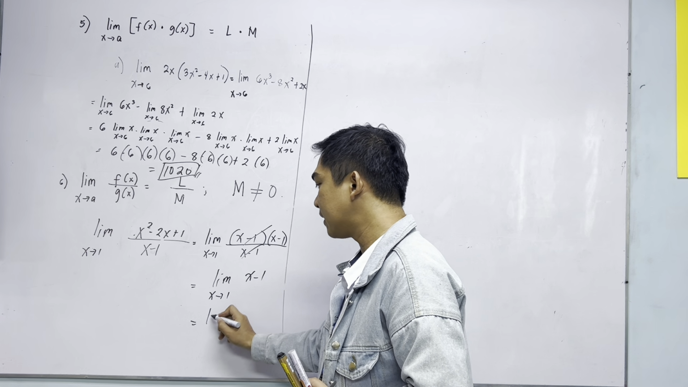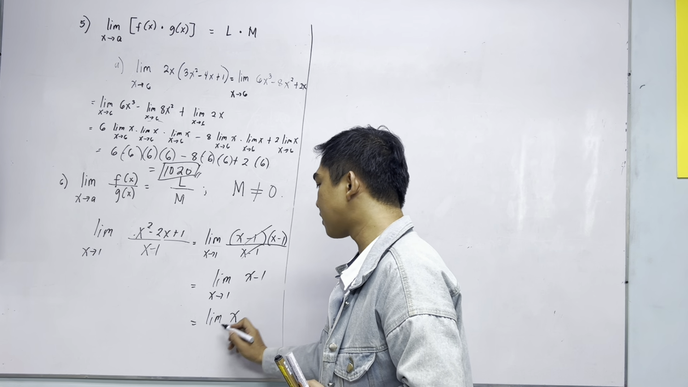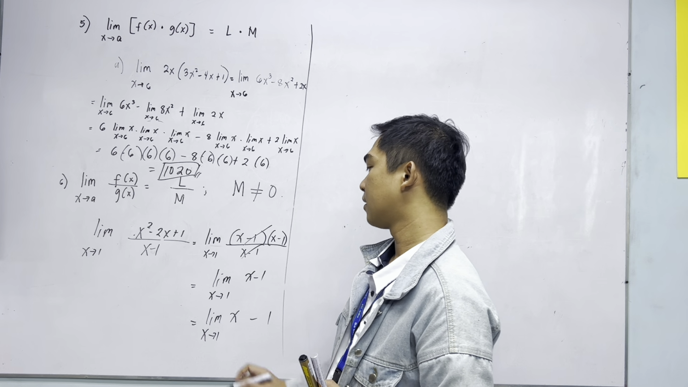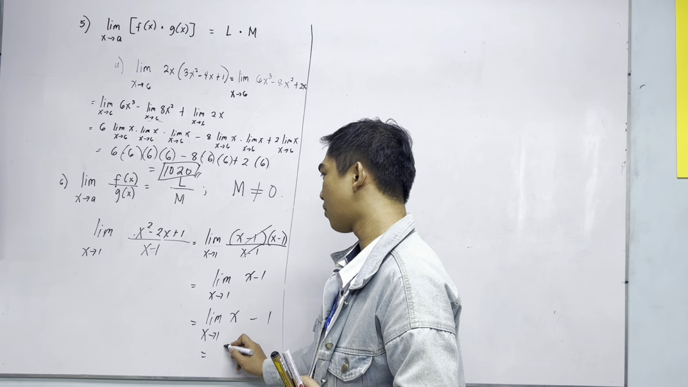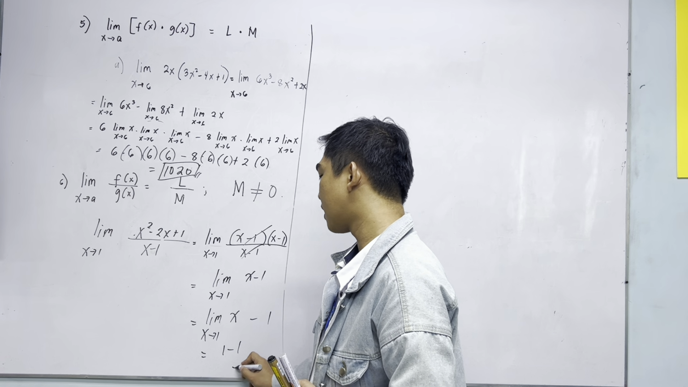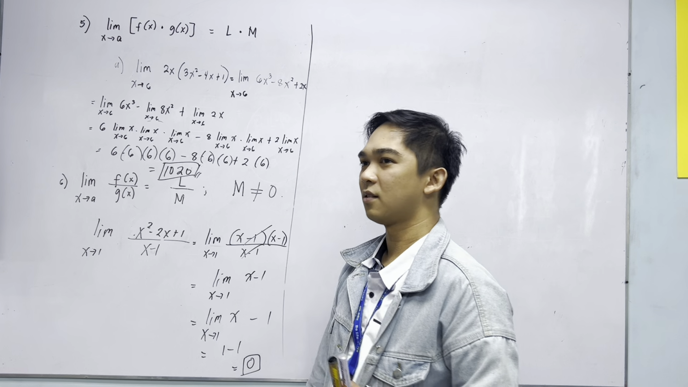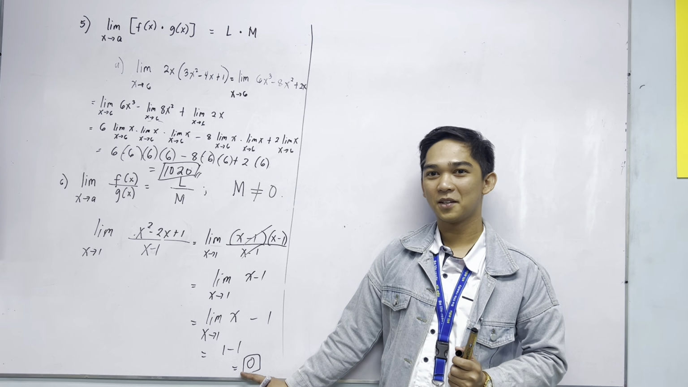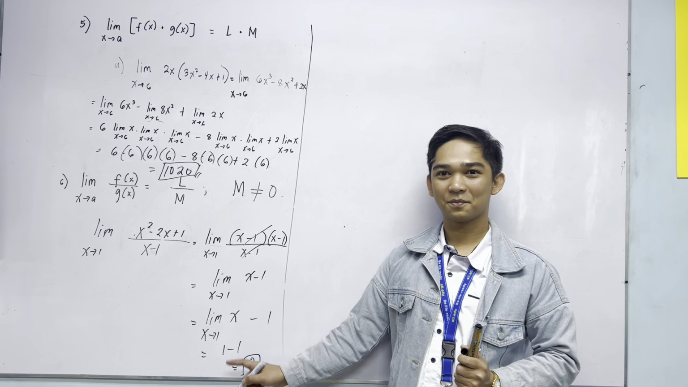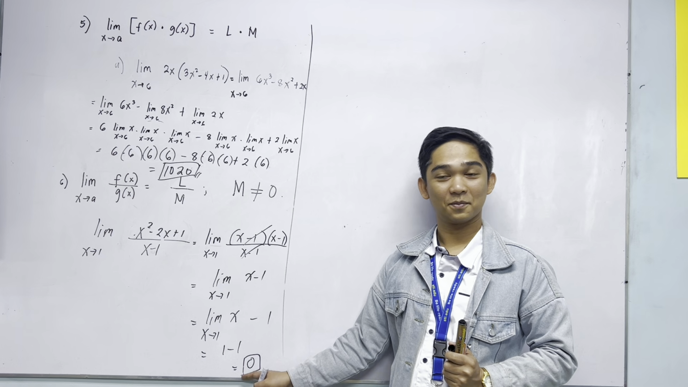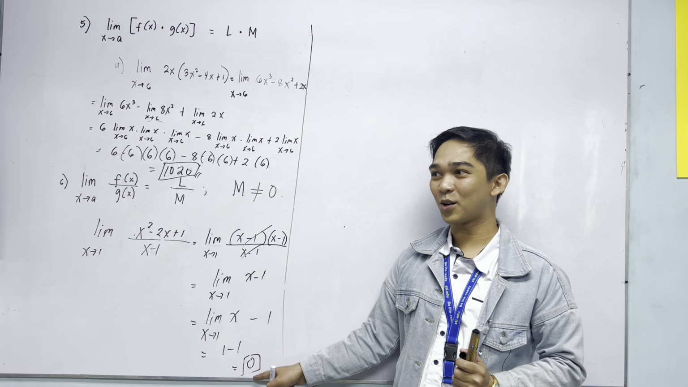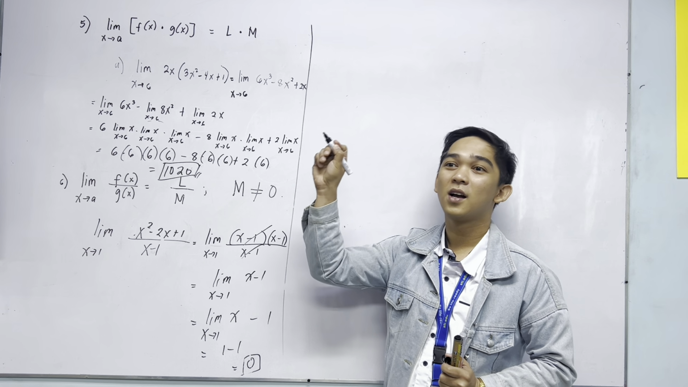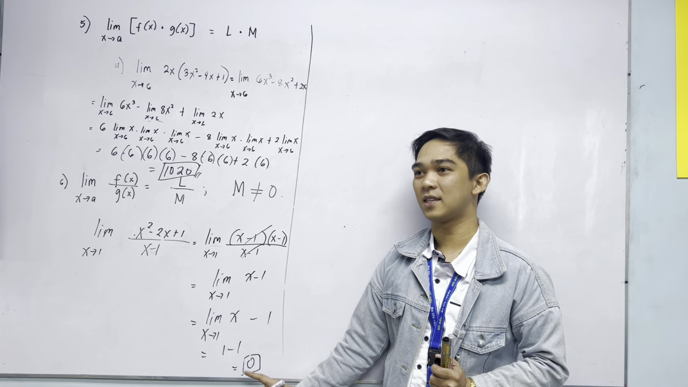Paghiwalay na natin, limit of x as x approaches 1, minus 1. We have 1 minus 1, 0, and the limit is 0. Ano ibig sabihin? Nasa origin siya. Yung limit. Oh, ayan, nagkalituan na. Undefined ba to? No. Hindi. Nagkataon na nasa mismong origin ng Cartesian plane yung limit niya.